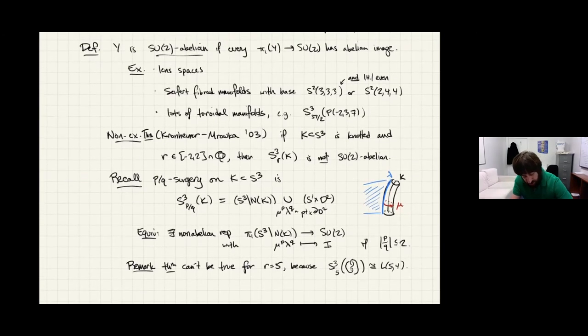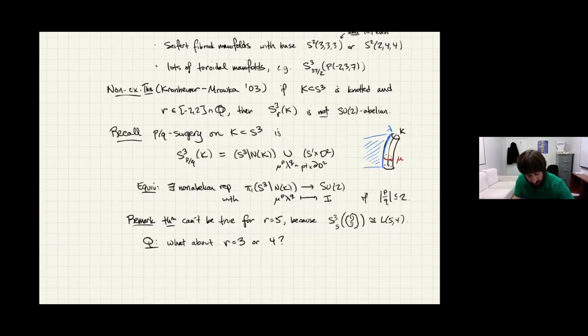But the question that they asked is, well, what about other slopes that maybe aren't quite so big? R equals 3 or 4. All right. So just to recap, the question here is, say for R equals 3, is it true that for every knot other than the unknot, every knot in the 3-sphere, if you do 3 surgery, you can find a representation of the fundamental group of that into SU2 with non-abelian image? So that's a way of detecting that, say, pi1 isn't abelian, for example.